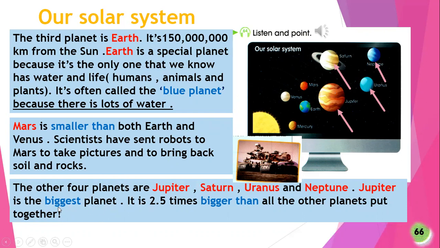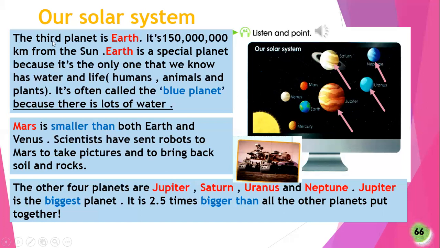هو أكبر كوكب، يعني أكبر كوكب من بين الكواكب. هذه superlative، هي درجة التفضيل. It is 2.5 times bigger, وأكبر بمرتين ونصف, than all the other planets, أكبر من بقية الكواكب مجتمعة, put together, يعني مجتمعة مع بعضها. إذن كوكب المشتري it is bigger than all the other planets put together by 2.5 times. إذن كوكب المشتري أكبر من بقية الكواكب مجتمعة بمقدار مرتين ونصف.